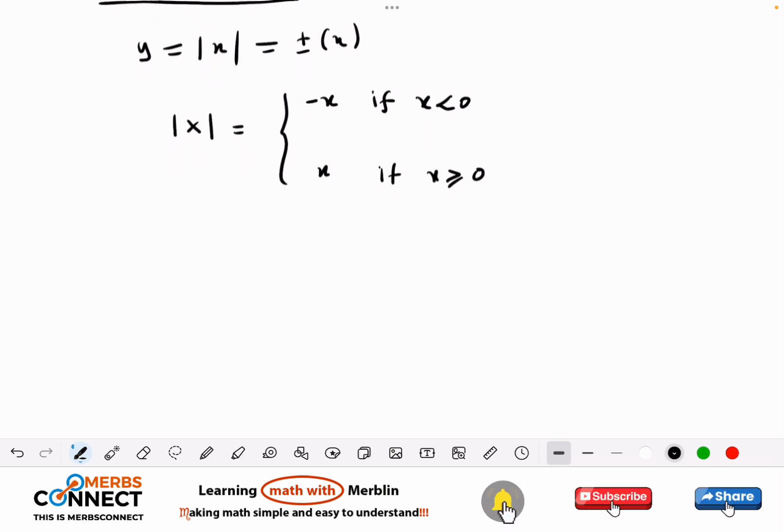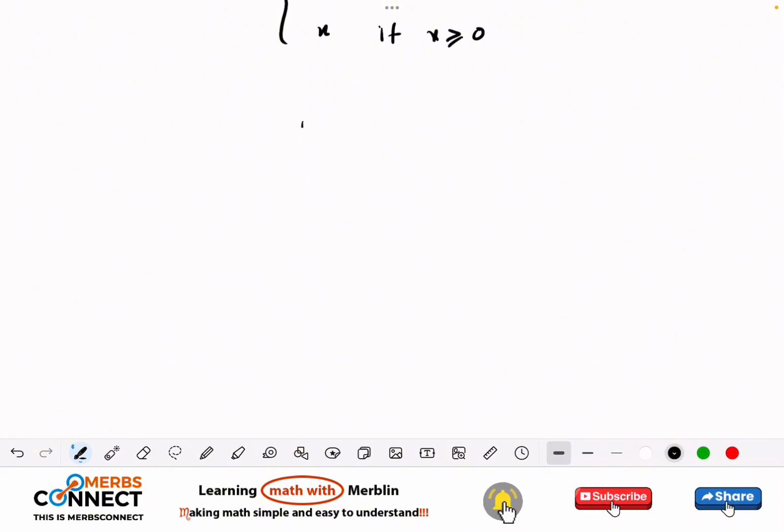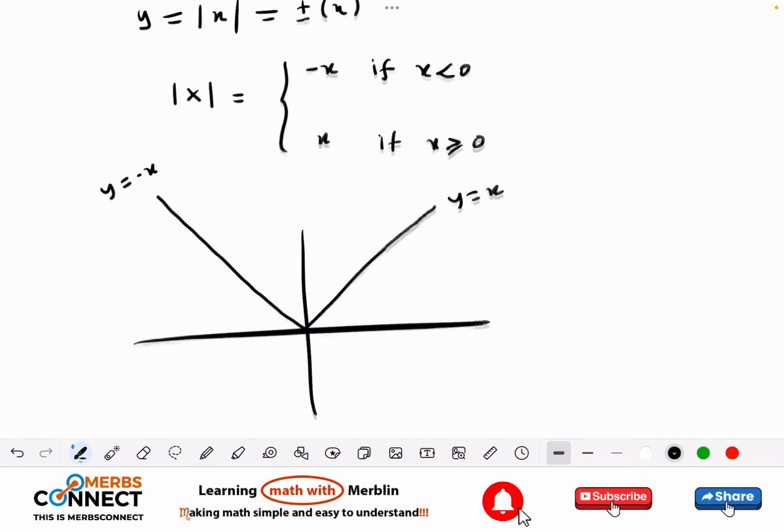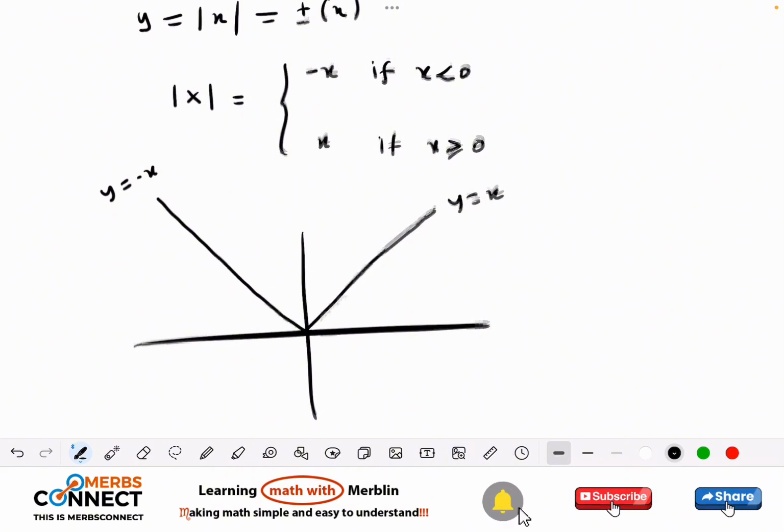So what is the graph for the absolute value of x? It's very simple. As we know from here, x from the negative side are all values of x less than 0. So when I do that, I'm going to have something like this. This is when y is equal to x, and this is when y is equal to minus x. So this is what I'm going to get. This will be the graph. Very simple, right? Very nice.